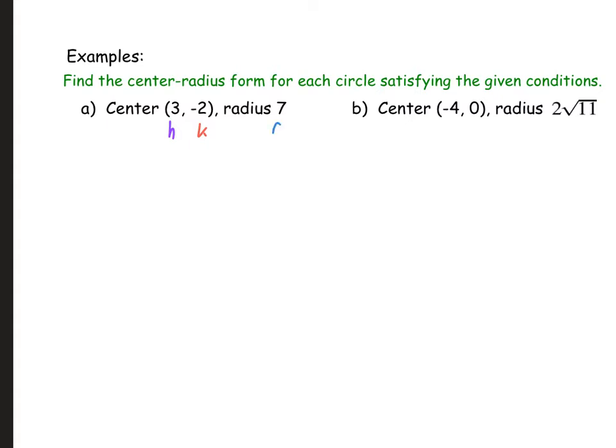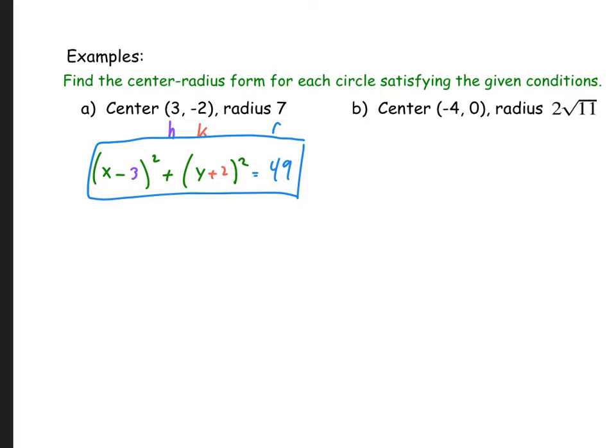So if the center is 3, -2, and the radius is 7, remember the more common mistake is forgetting to square the radius. So x minus h, so x minus 3, squared, and always plus, and then y minus -2, so y plus 2, squared, and then take 7 and square it, which of course is 49. So they start off pretty easy like that.